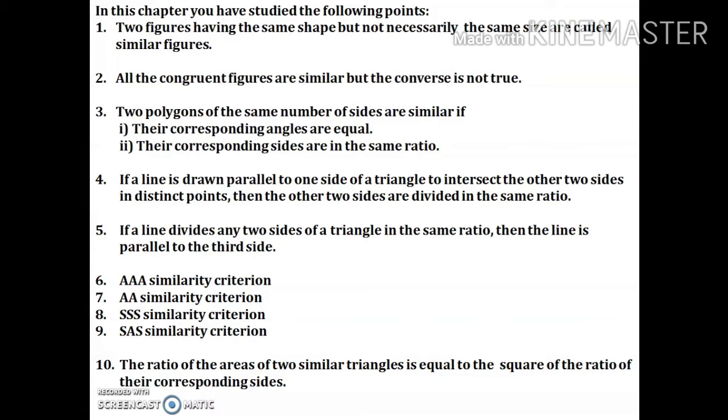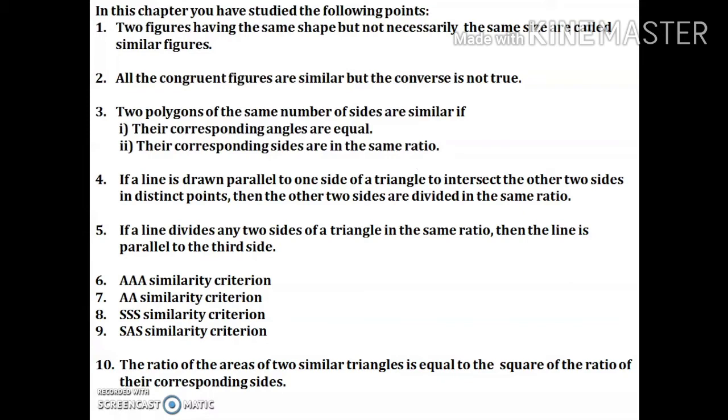So the first and foremost condition is that the polygons which you consider should have the same number of sides. If the two polygons have the same number of sides, the two other important conditions are that their corresponding angles should be equal and their corresponding sides are in the same ratio. This is very important. Corresponding sides are in the same ratio. This statement is different for congruent figures.